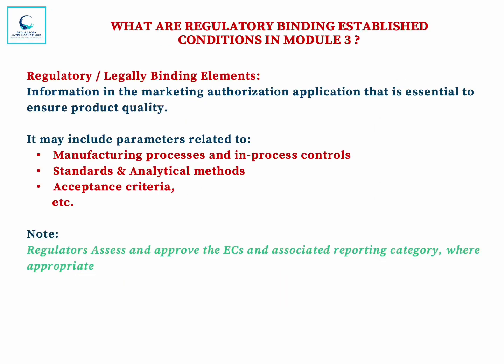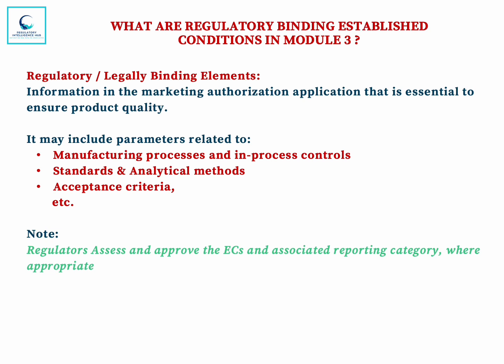What are regulatory binding established conditions? Established conditions are elements of a marketing application considered necessary to assure product quality. These include information that directly defines the approved state of the product and the process. Examples include manufacturing process description, critical process controls, specifications, acceptance criteria, analytical procedures, and manufacturing sites.